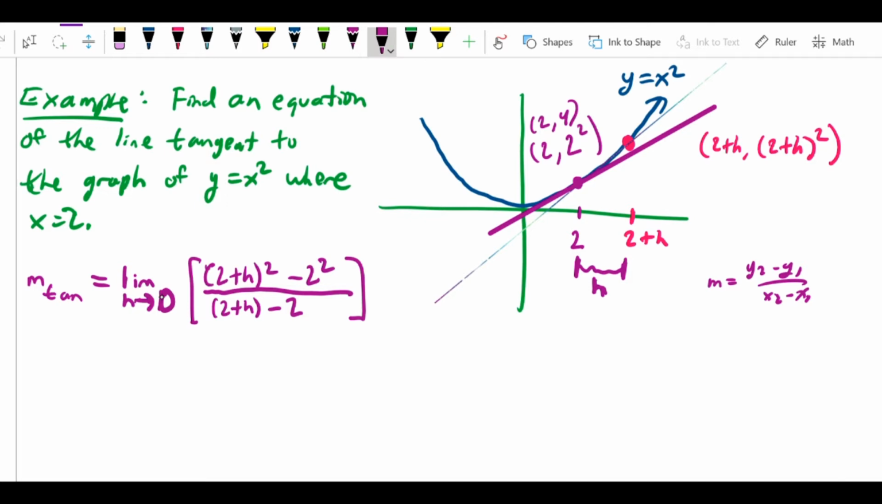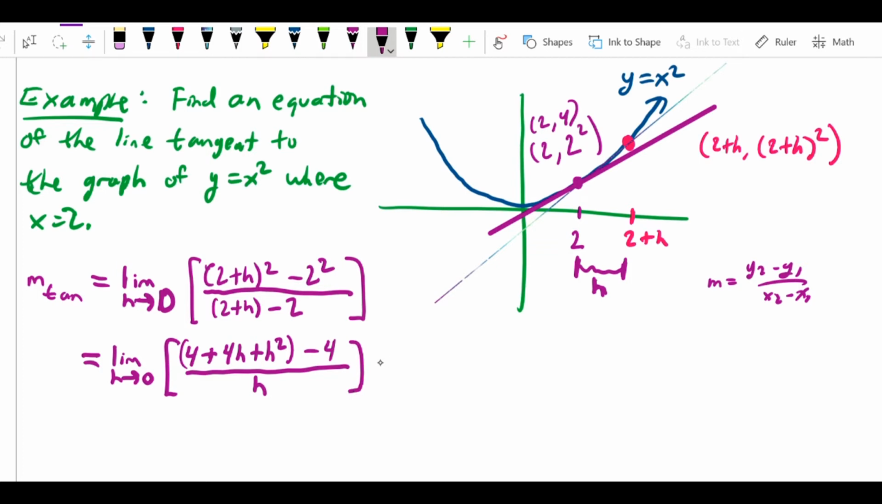So now I'm just going to simplify this limit. This is going to be equal to the limit as h approaches 0 of, let's expand each of these terms. 2 plus h squared is 4 plus 4h plus h squared. And then 2 squared is itself 4. Now I'm just going to simplify the bottom. 2 plus h minus 2, the 2's cancel, just giving me h.